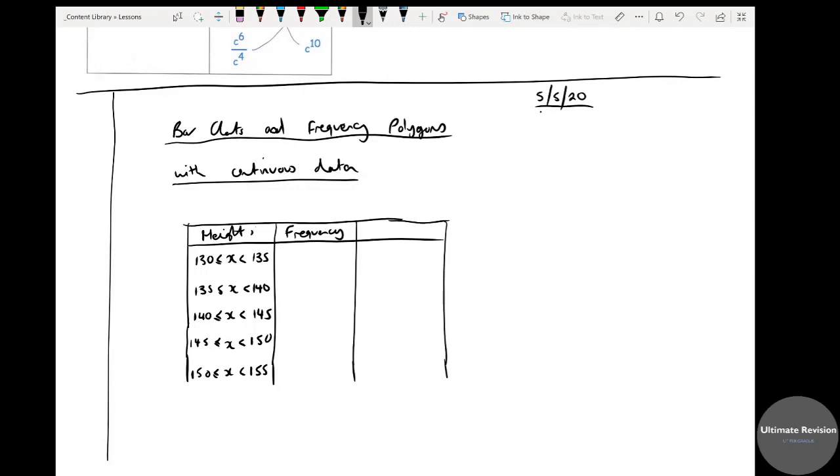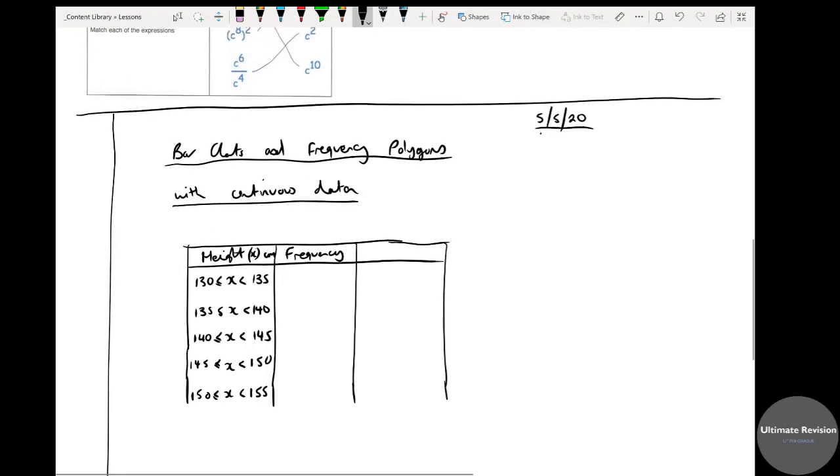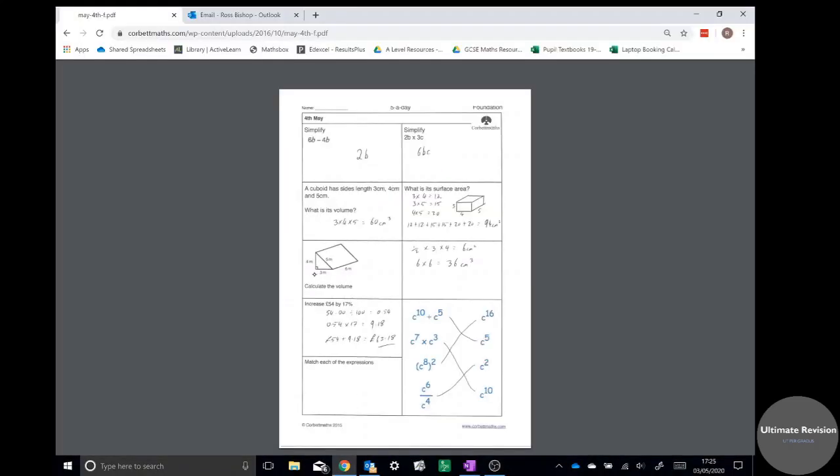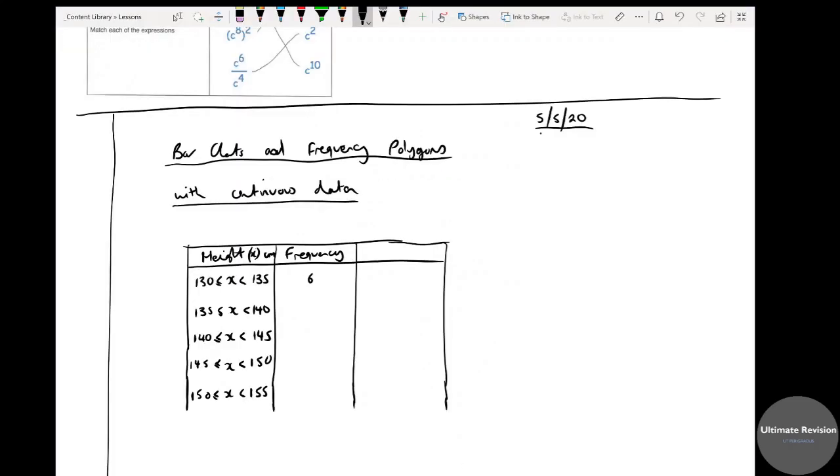I'm just going to put the height is actually x, and let's say that's in centimeters. So these are all the brackets you could fit into, and let's say we've got 8 people in the smallest, and then we've got 14 in that category, 17 in the third category, 12 in the fourth, 4. That does give us a total of 65. Right, so there's our data.